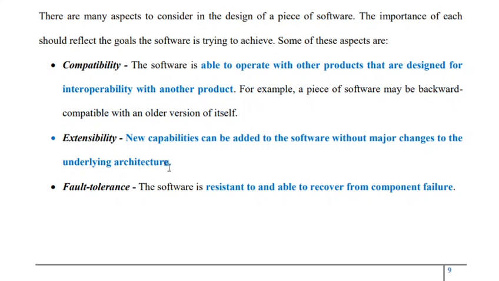Now, extensibility. New capabilities should be incorporated into the current system with relative ease. That basically means whenever a system is being developed, it should be capable of accepting new capabilities or new functionalities with a minimum amount of change; the transition should be very smooth and seamless. New capabilities can be added to the software system without bringing about major change in the underlying architecture. So this is what extensibility is all about.